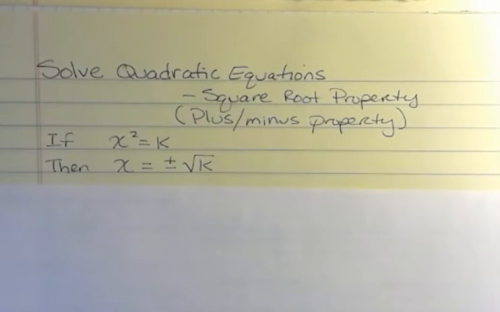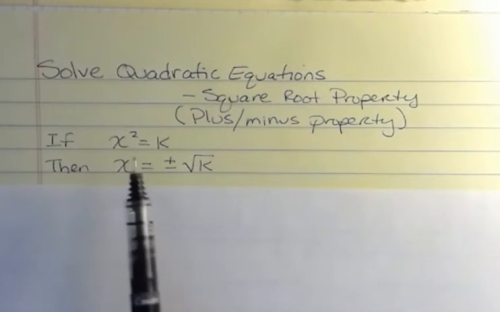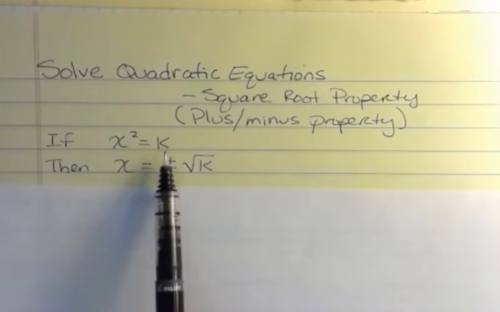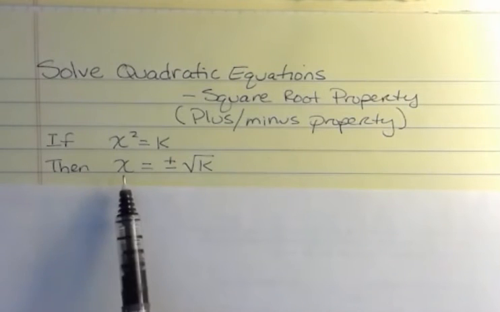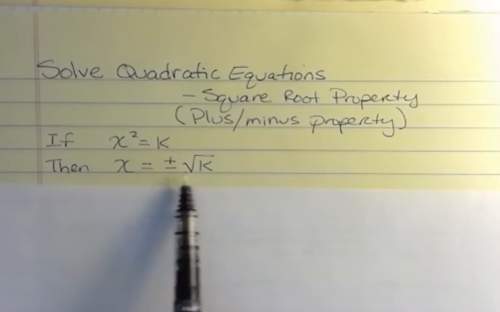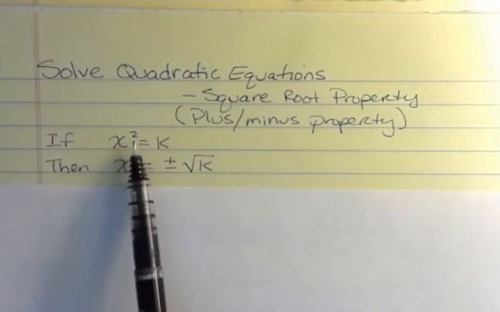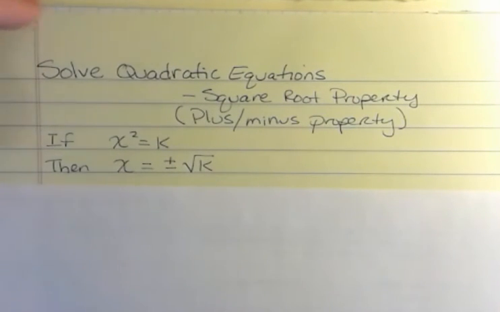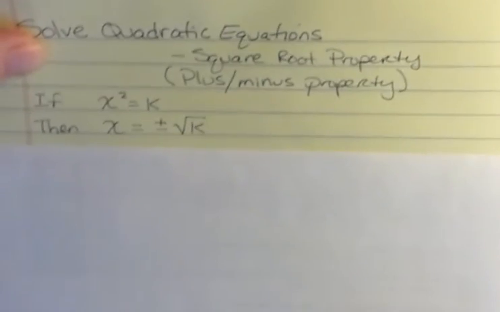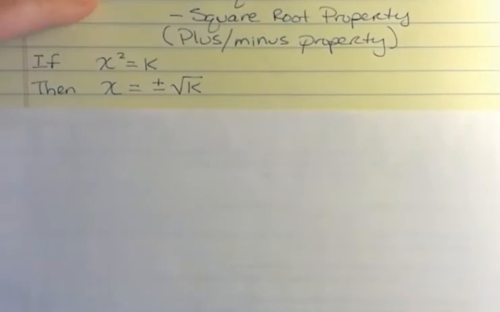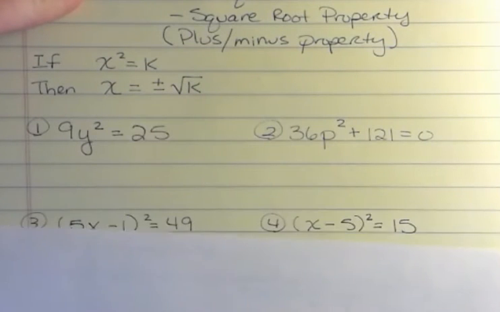Also, I want to call it the plus minus property because people tend to forget the negative square root and then they get one answer instead of two. If you have x squared equals k, then you can take the square root of both sides and get x equals plus or minus the square root of k. Notice the plus and the minus here is how we're going to get two solutions, which we would expect for a second power equation. All right, let's look at some of these problems.